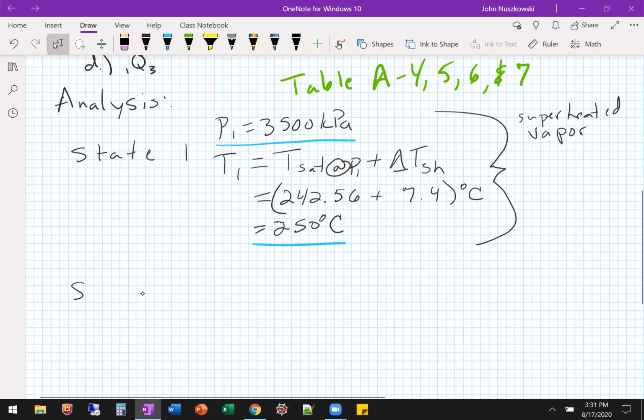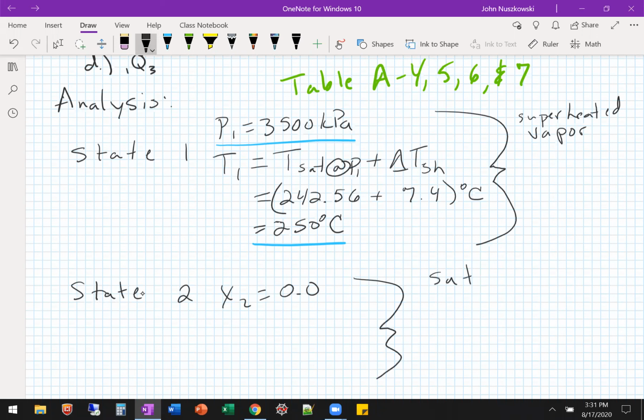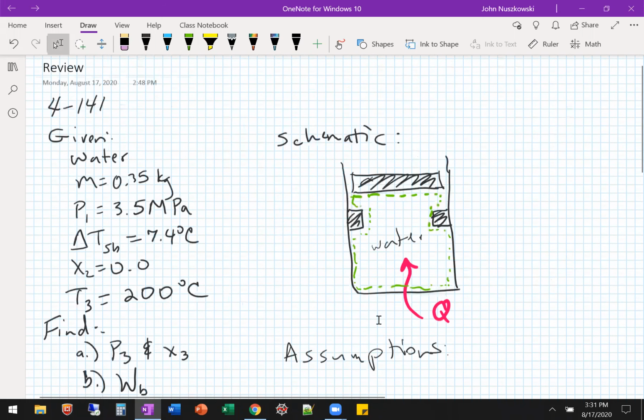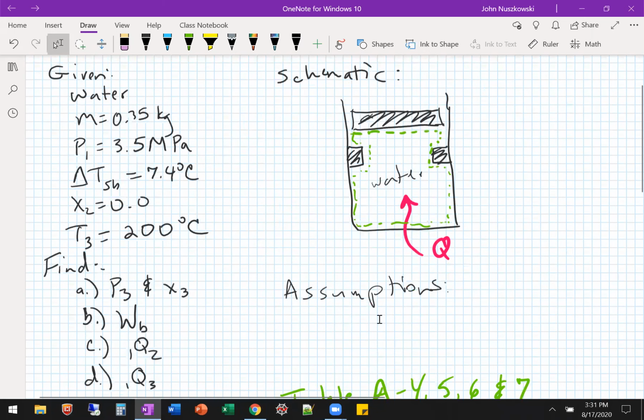So now state 2, we have a quality of 0, which tells us it's a saturated liquid. And then we need to figure out another independent intensive property to fix our state. I'll go back up here. The problem itself wasn't very good at telling us about that in the paragraph, but they did have the diagram, the schematic, and I have the same schematic there too. What do you guys think remains constant from state 1 to state 2?